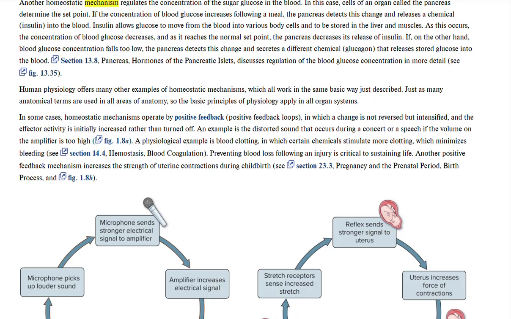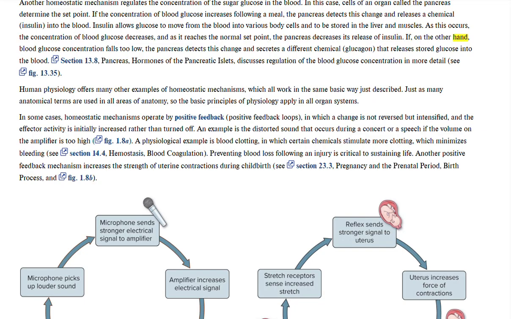Another homeostatic mechanism regulates the concentration of the sugar glucose in the blood. In this case, cells of an organ called the pancreas determine the set point. If the concentration of blood glucose increases following a meal, the pancreas detects this change and releases a chemical, insulin, into the blood. Insulin allows glucose to move from the blood into various body cells and to be stored in the liver and muscles. As this occurs, the concentration of blood glucose decreases, and as it reaches the normal set point, the pancreas decreases its release of insulin.